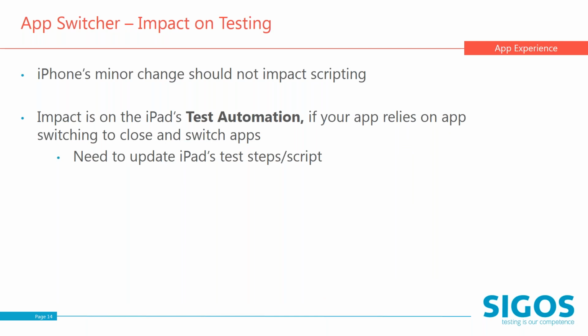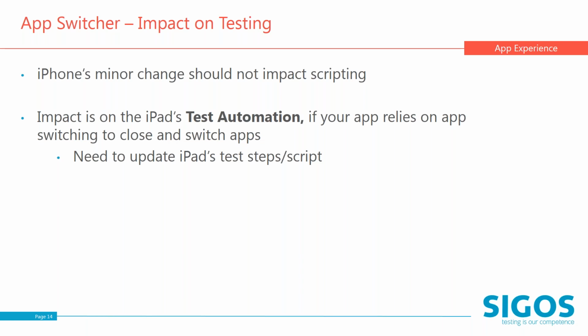So the impact on testing. So what's App Switcher's impact on testing in these situations? Well, like we said, for iPhone, there are very minor changes, and that should not impact our scripting. The biggest impact is going to be on iPad, as we can tell, for test automation, especially if your app relies on app switching to close applications.